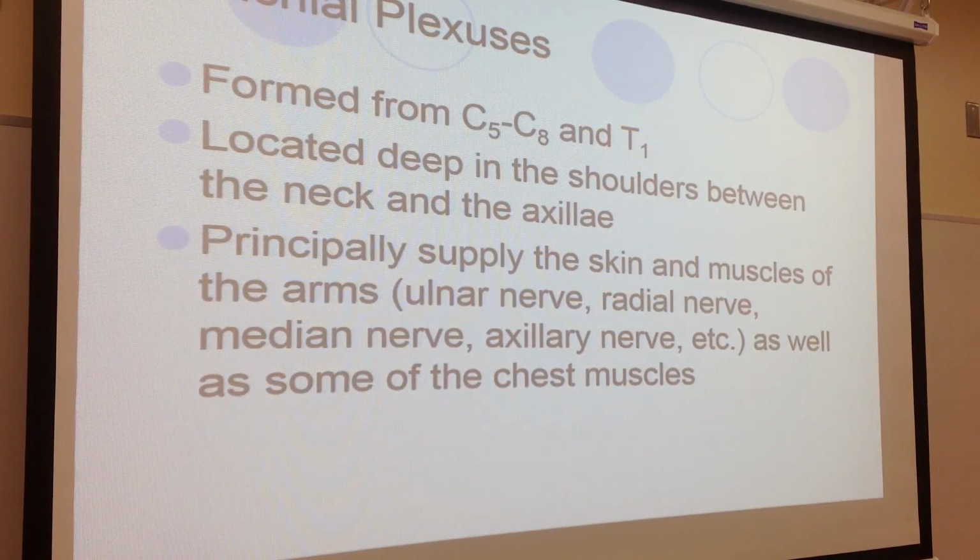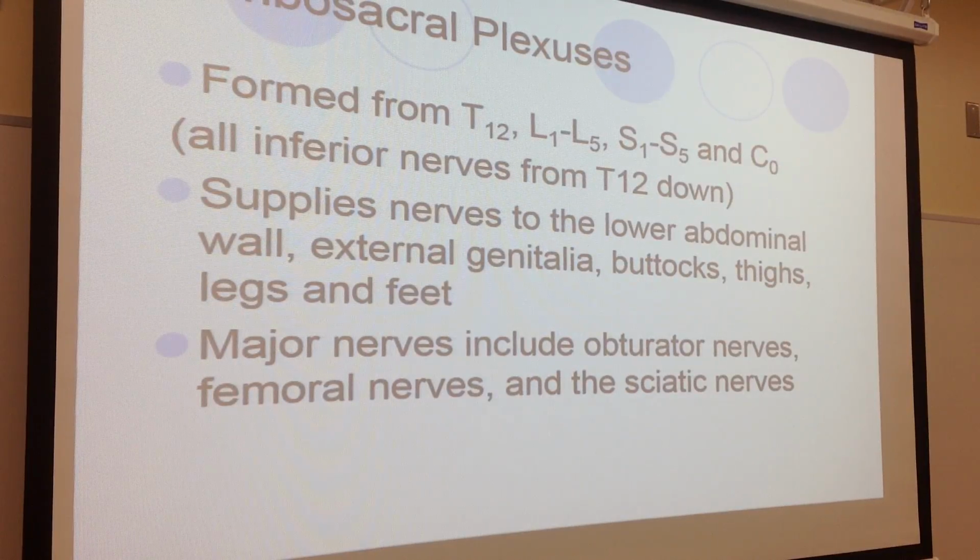So the cervical plexus is the one that gives rise to the phrenic nerve that supplies the diaphragm, right? And the brachial plexus is the one that gives rise to the nerves that take care of the chest and the arms, all right? Now that's simple, isn't it? And we'll simplify it even more.